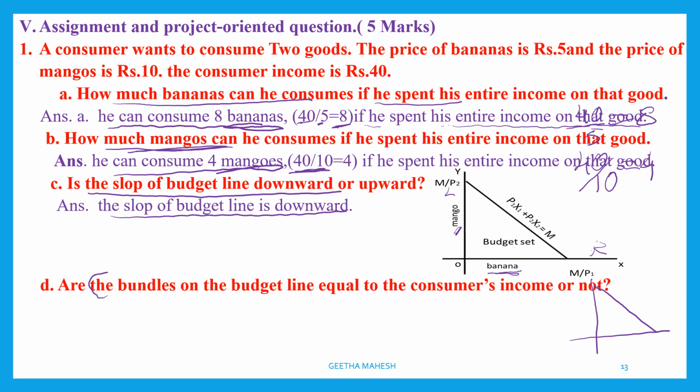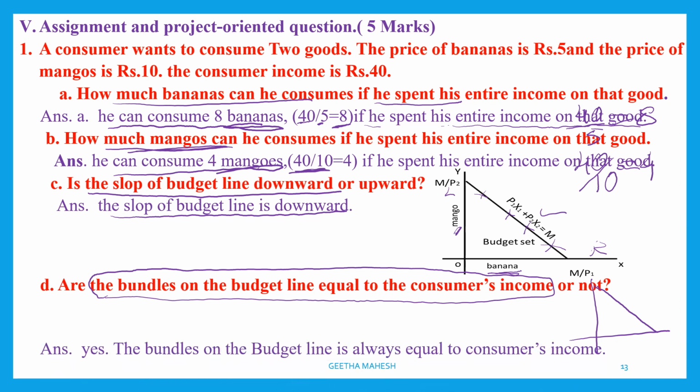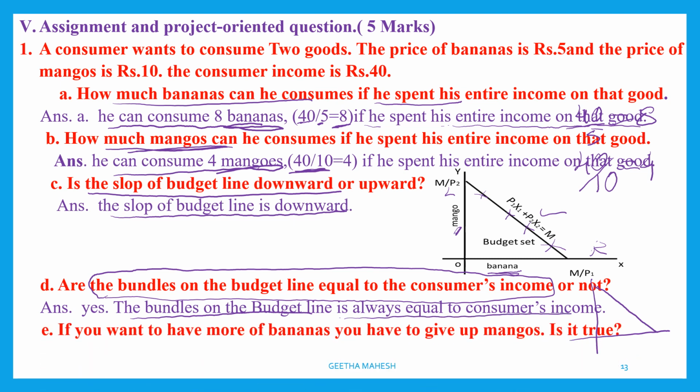Next one: are the bundles on the budget line equal to the consumer's income or not? Yes, the bundles on the budget line are equal to the consumer's income. What is the meaning of the budget line? The budget line shows all those combinations of two goods whose cost is exactly equal to the consumer's income. You can see here the equation also shows P1 x1 plus P2 x2 is equal to M. So here, yes, the bundles on the budget line are always equal to the consumer's income.